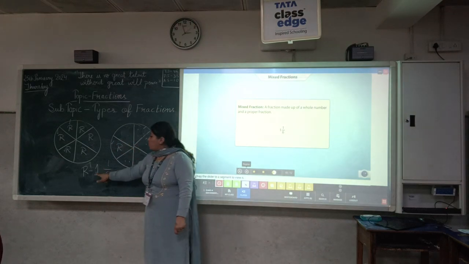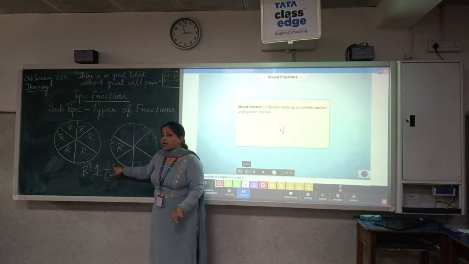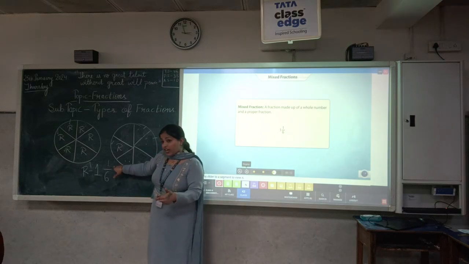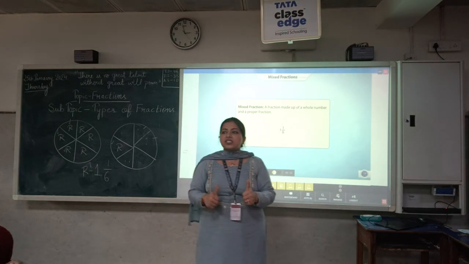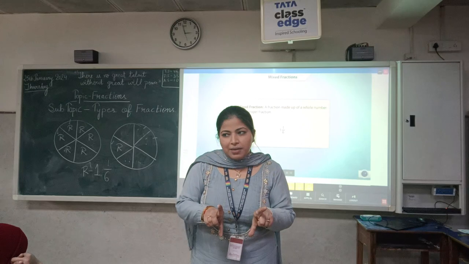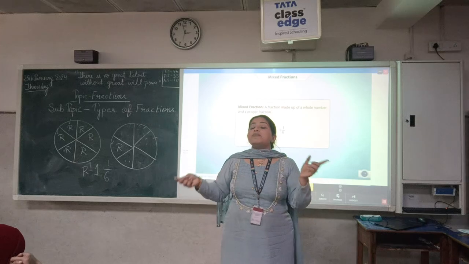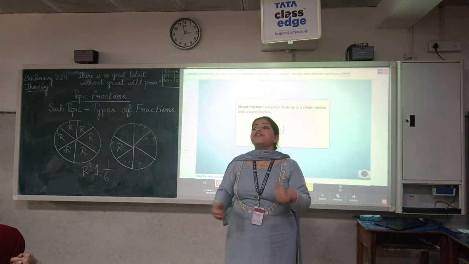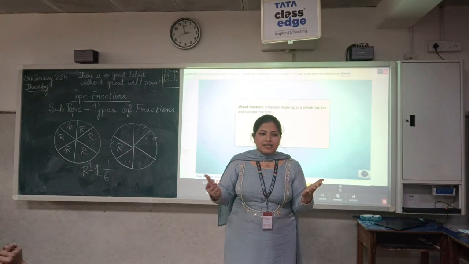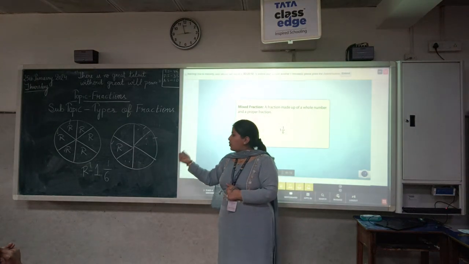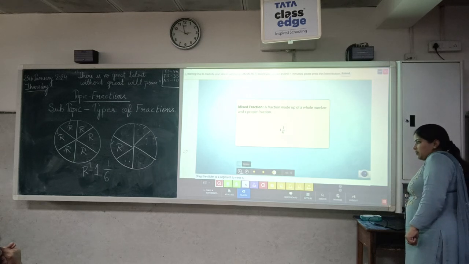Okay, so 1 is the whole number. And can you see 1/6? Which type of fraction is this? Unit fraction. It is a unit fraction and also a proper fraction. So a mixed number is the combination of a natural number and a proper fraction. We can say that a mixed number is a natural number and a proper fraction. Okay. Now let's see the video.